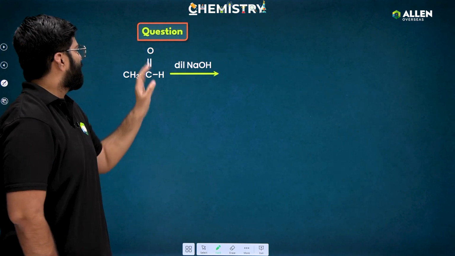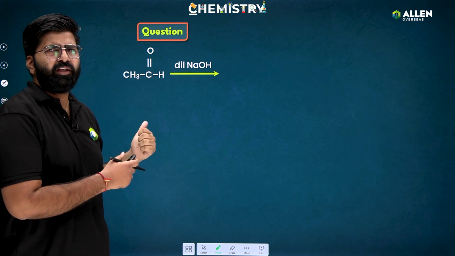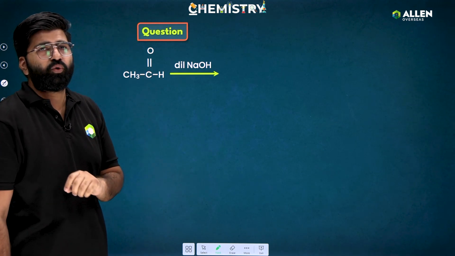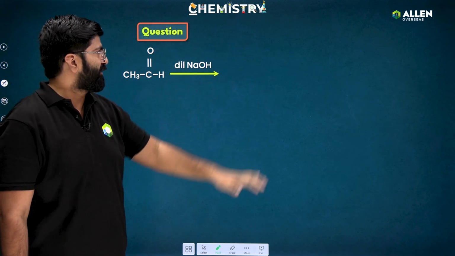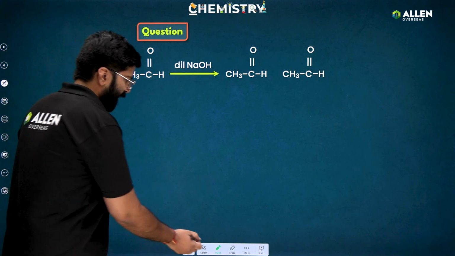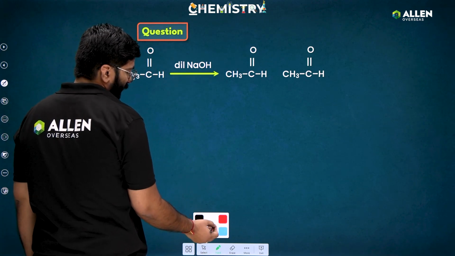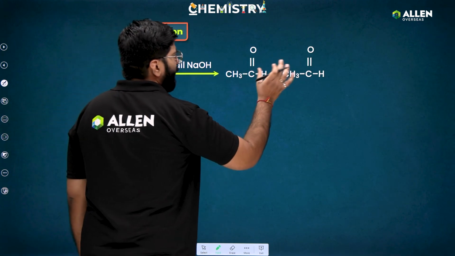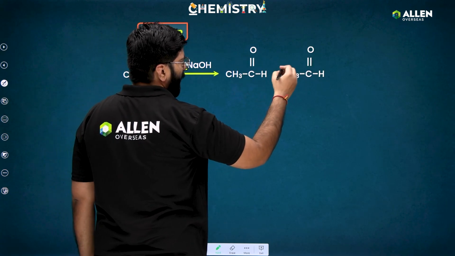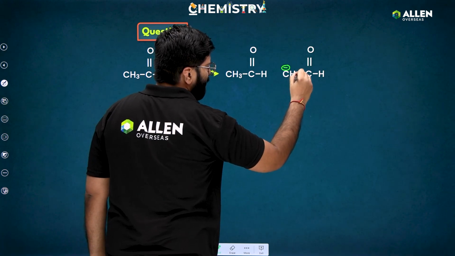So let's say this is the question, the same question which I took in the reaction mechanism. Whenever there's a question like this, what do you have to do? You have to write this twice. Because we know we have to make an enolate ion, what we are going to do is, either right or left, make one of them the enolate ion. So make that one with the negative sign.